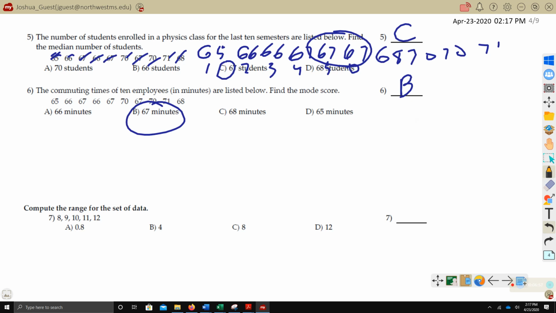All right, so compute the range of the set of data. The range is what? It's the largest value minus the smallest value. Here, the 12 is the biggest, 8's the smallest, so the range is 4, and that looks like B. B for number 7, the range. All right, largest value minus the smallest value.